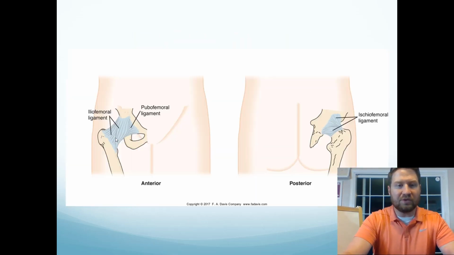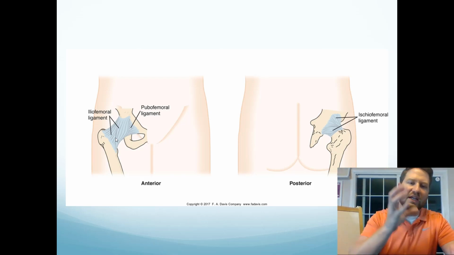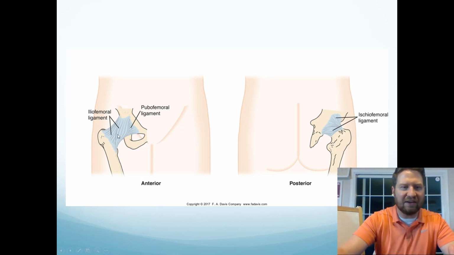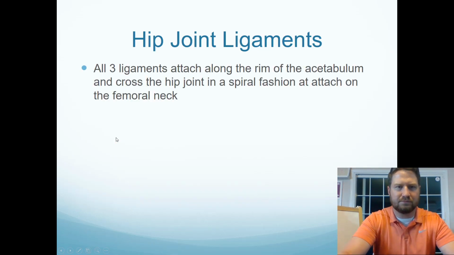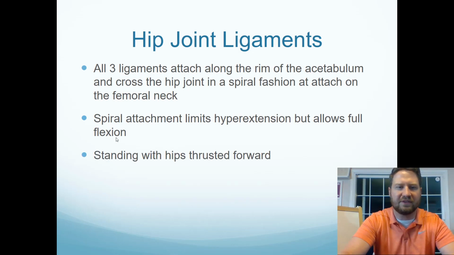And that is why, when we talk about end-feels, our end-feel for flexion is going to be a soft end-feel, because it's not going to have the ligamentous restriction that the other motions are going to have. All three ligaments attach along the rim of the acetabulum across the hip joint in a spiral fashion. We talked about that spiral attachment, limiting hyperextension and allowing for full flexion.